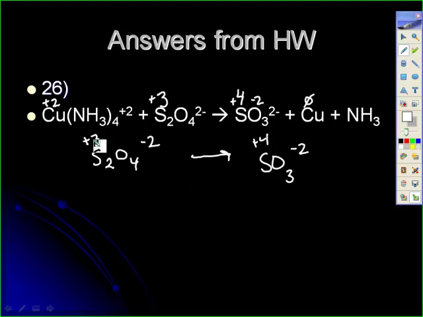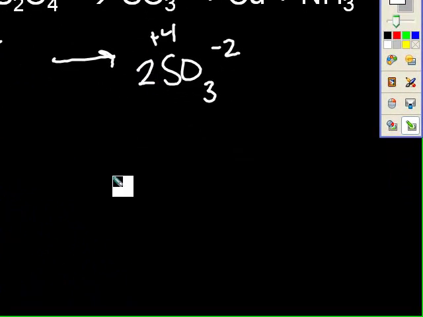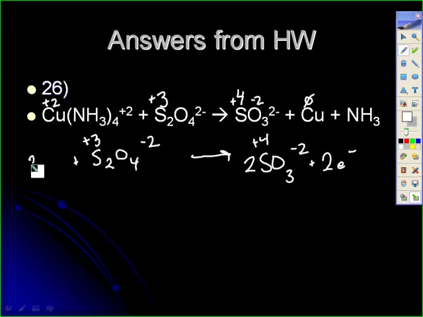And the first thing I notice right off the bat is that my S's don't balance, so I'm going to go ahead and do that. Put a 2 right there, so I have 2 S's on both sides. And then what I can do is look at electrons, so I'm going from a +3 to a +4 twice, so I'm going to be losing 2 electrons. Then the next thing I'm noticing is that I have 6 oxygens over here and only 4 over here, so I'm going to add 2 waters.